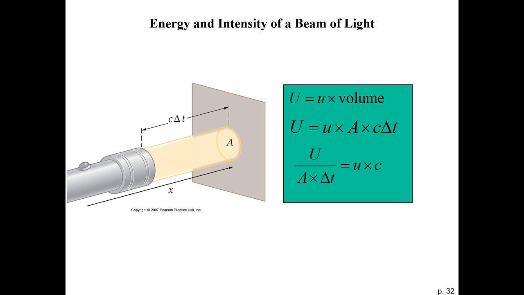We can rearrange this and get the energy per unit time, which is power. So U divided by delta T is the power. That divided by the area, so power divided by area, is intensity, and that is equal to the energy density times the speed of light. So that means the intensity of a beam of light is equal to the energy density times the speed of light. So if we have the intensity, we divide by c and get the energy density, and if we have the energy density, we multiply by c to get the intensity.